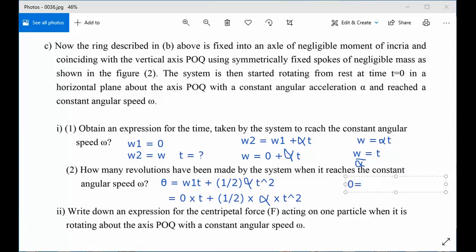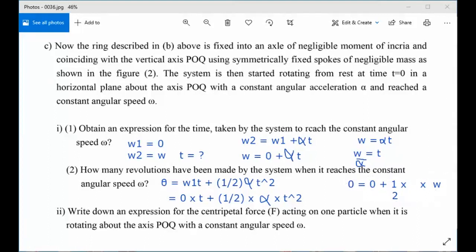Theta equals 0 into anything is 0, plus we have alpha t square divided by 2, half alpha t square. How do you simplify this further? Half into alpha into t is omega divided by alpha, and we have to get the square. Let me write some. It will be somewhat difficult for me to write.